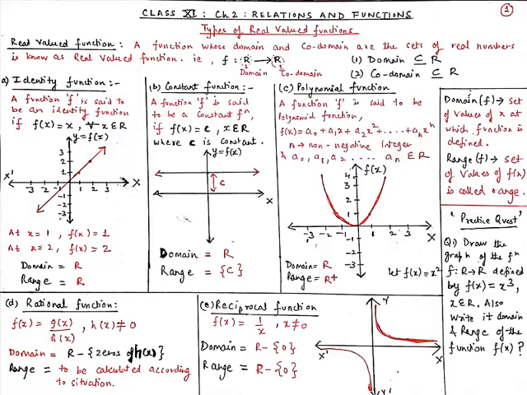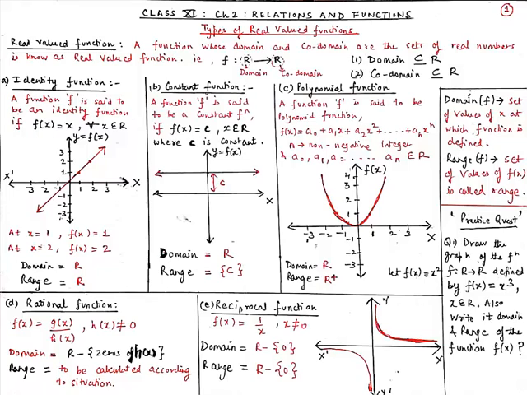And now our first type of real valued function is the identity function. Student, a function f is said to be an identity function if f(x) equals x for every x belonging to real numbers. To understand it, if we put different values of x, say at x equal to 1 we get f(x) equal to 1, and at x equal to 2 we get f(x) equal to 2. As I have already told you, the domain of a function is the set of values of x at which the function is defined, and the set of values of f(x) is called the range. So the domain of the identity function is equal to real numbers and the range is also equal to real numbers.